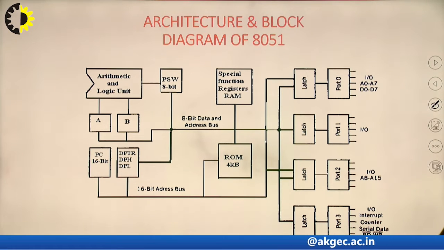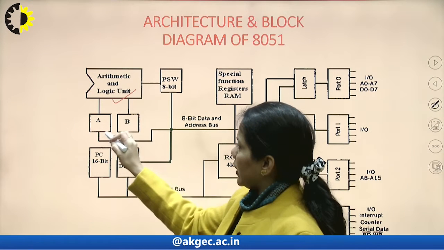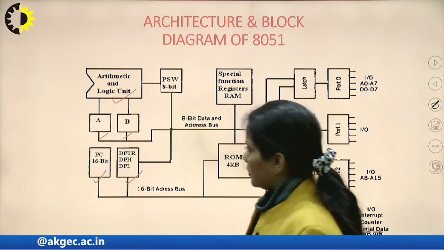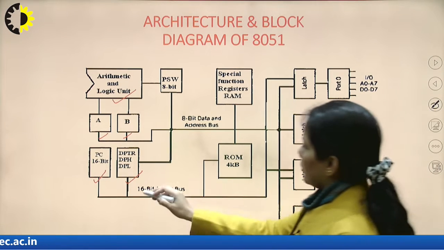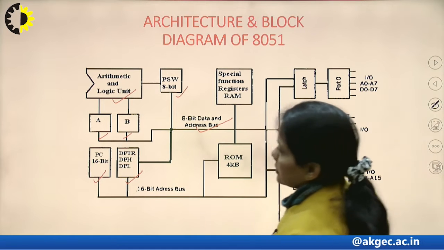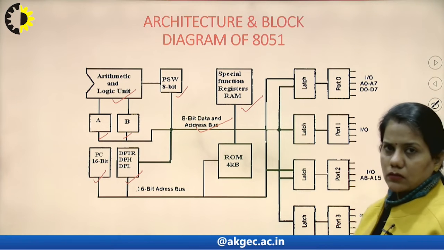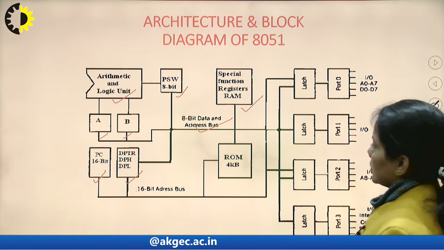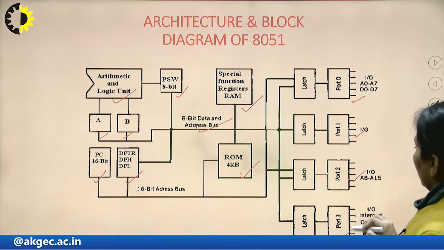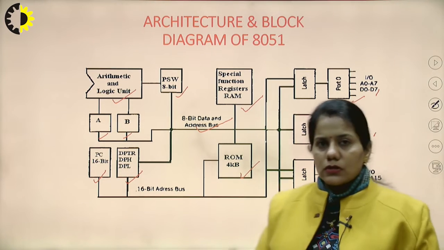The architecture can be portrayed as shown here. So this is the ALU unit with A and B type of registers. 1 program counter of 16-bit, DPTR. This is the 16-bit address bus, 8-bit data and address bus. PSW means the flag register. Special function registers are there and RAM has been allotted for these special function registers. ROM is of 4 kilobytes. These are 4 ports, each with different pins. And we will discuss these ports in detail in further lectures.